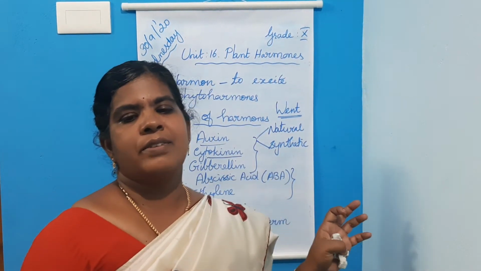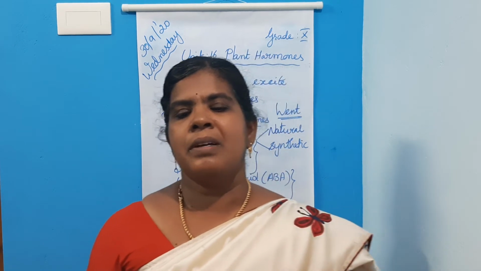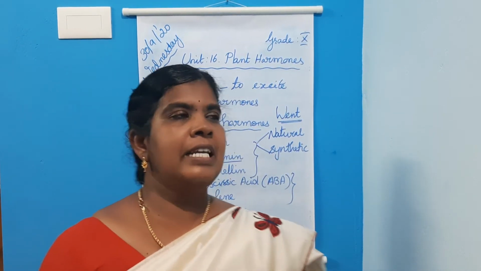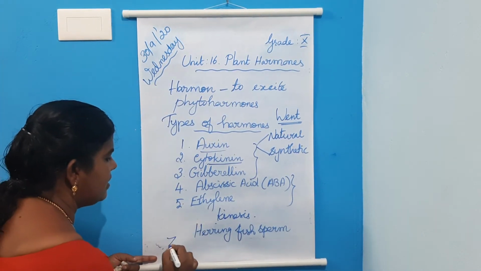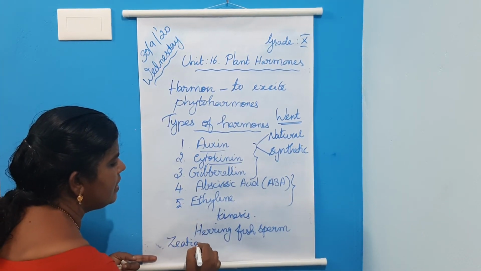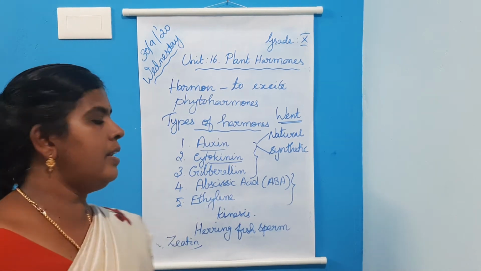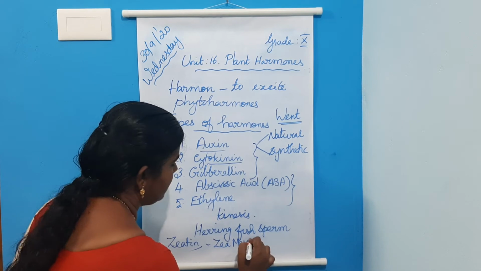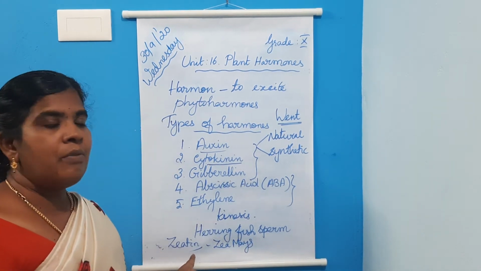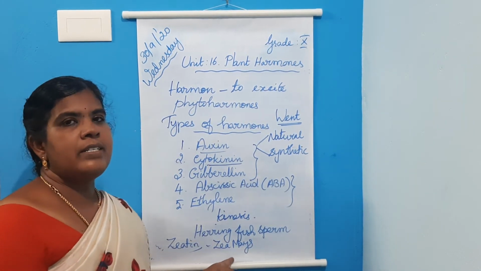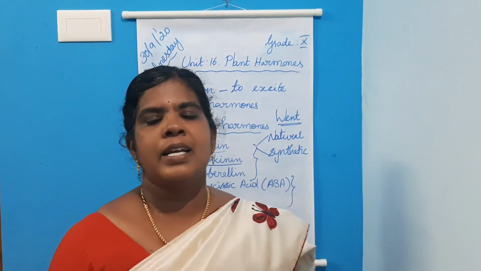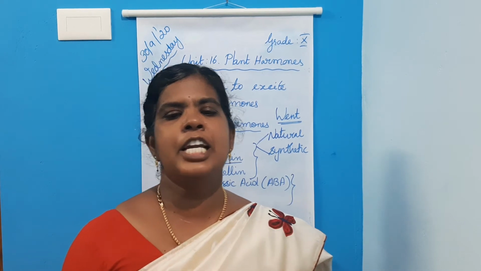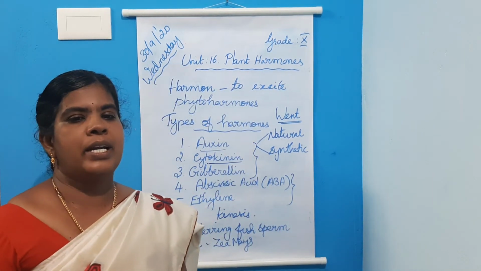Cytokinin was first isolated from herring fish sperm. Next, zeatin is a form of cytokinin isolated from zea mays. So what is zeatin? It is a form of cytokinin isolated from zea mays. Then cytokinin is found abundantly in the liquid endosperm of coconut.